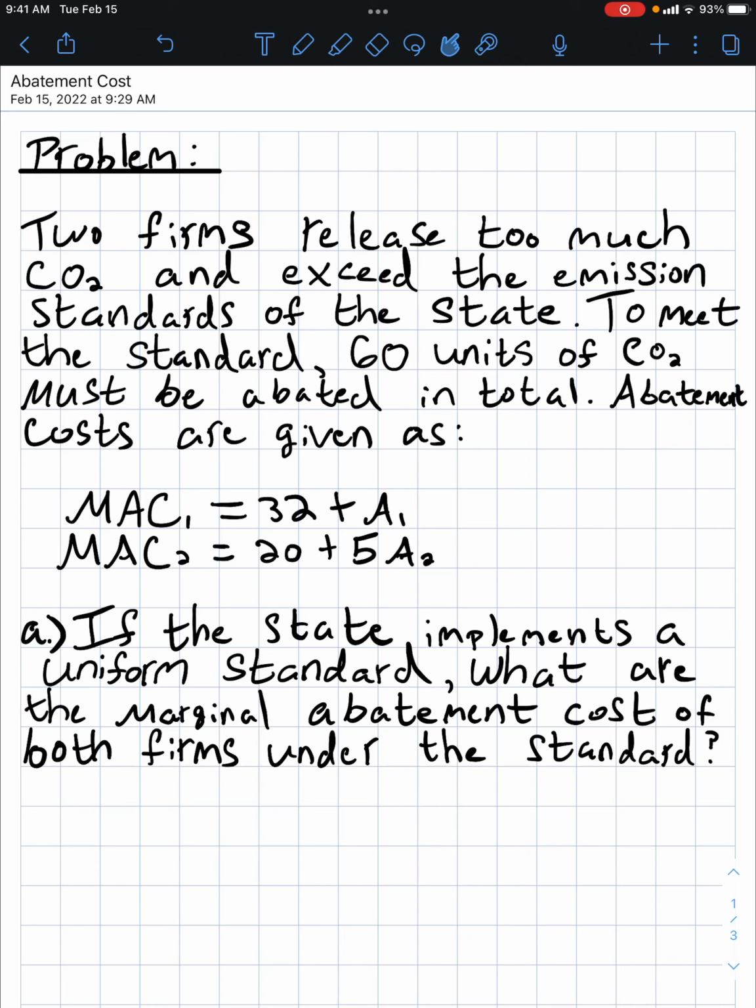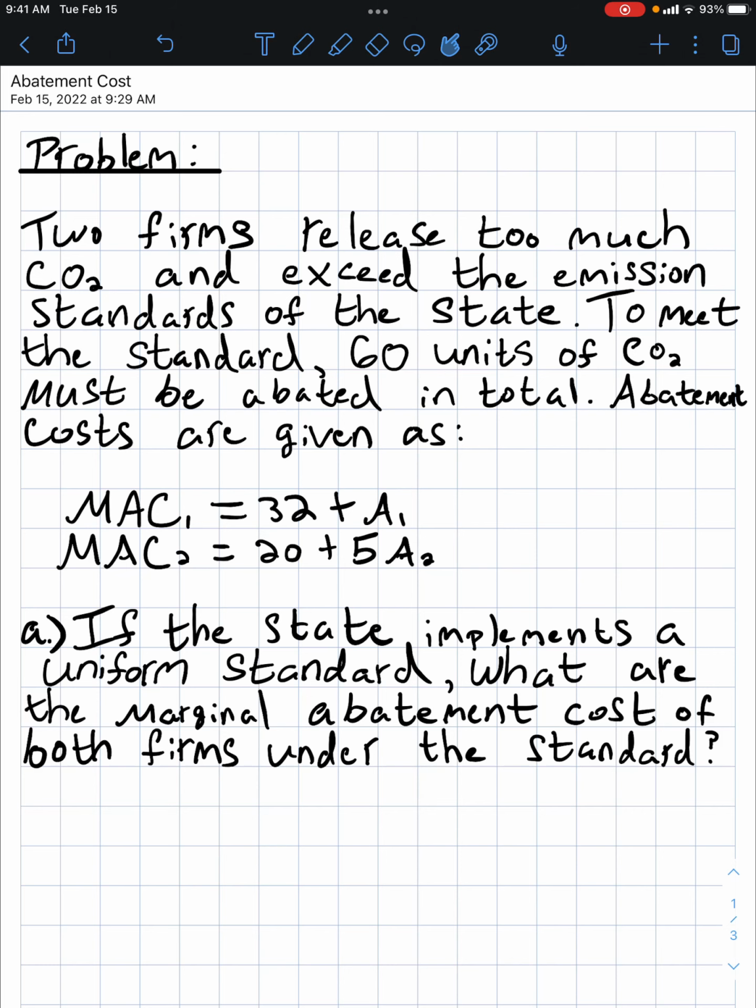The problem: two firms release too much CO2 and exceed the emission standards of the state. To meet the standard, 16 units of CO2 must be abated in total. Abatement costs are given as MAC1 is equal to 32 plus A1. MAC2 is equal to 20 plus 5A2.